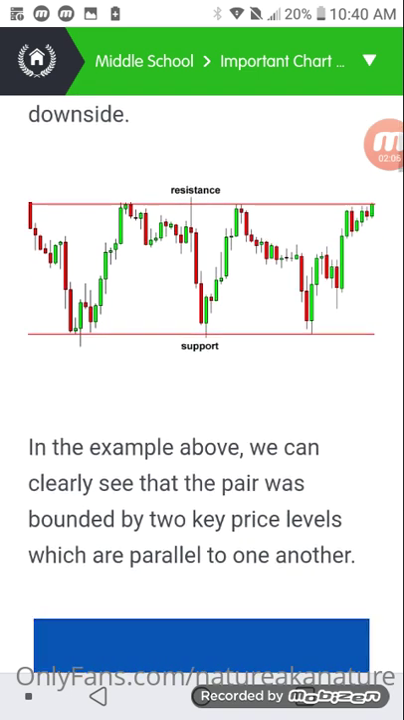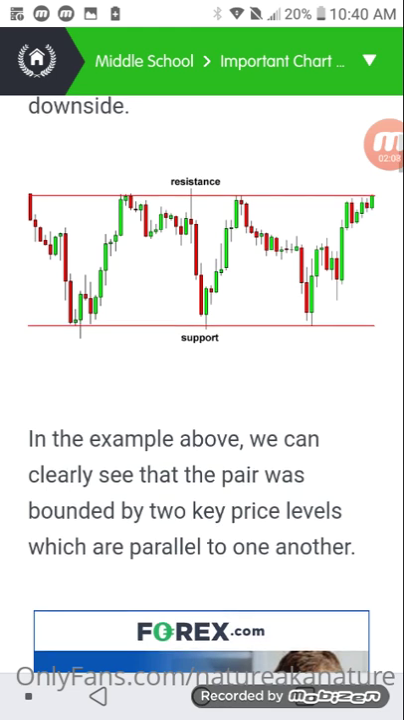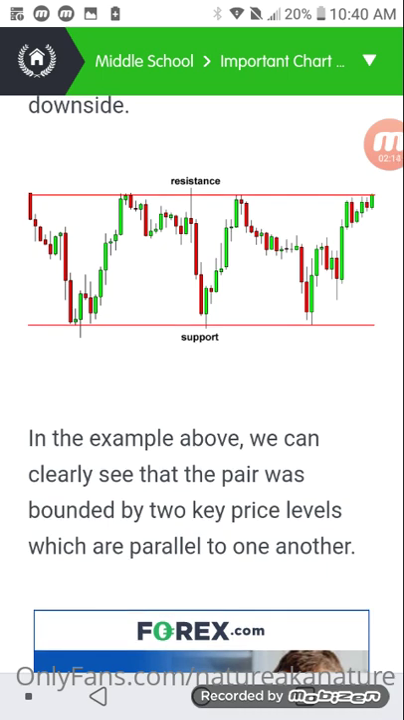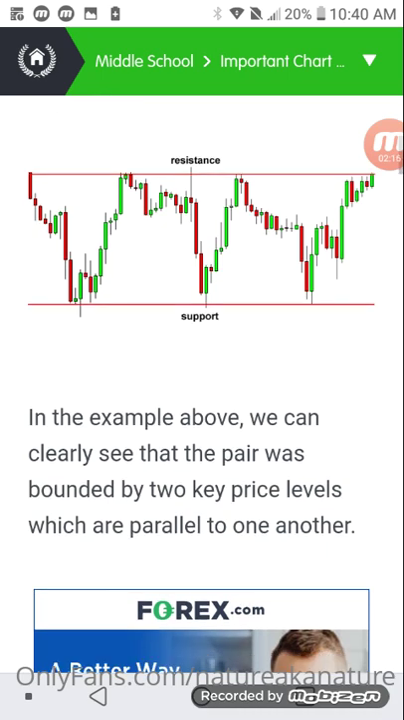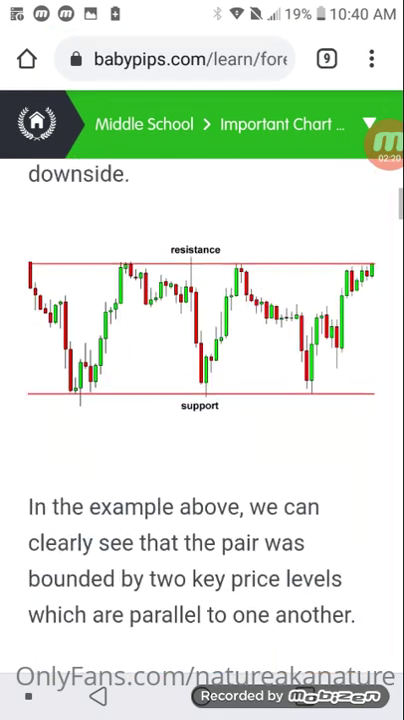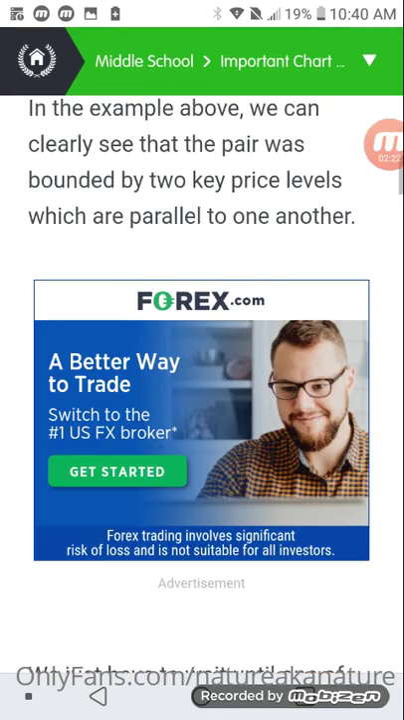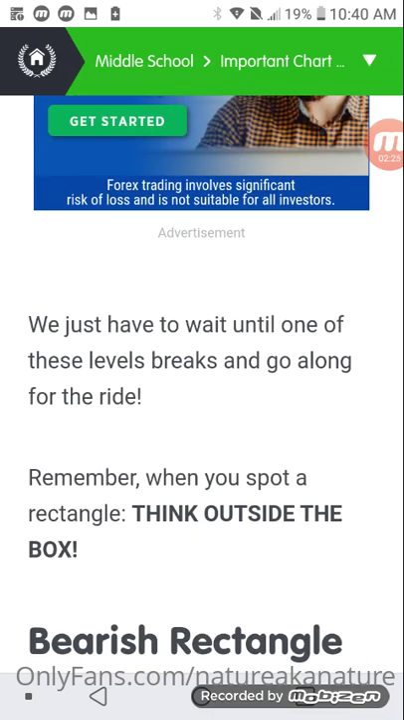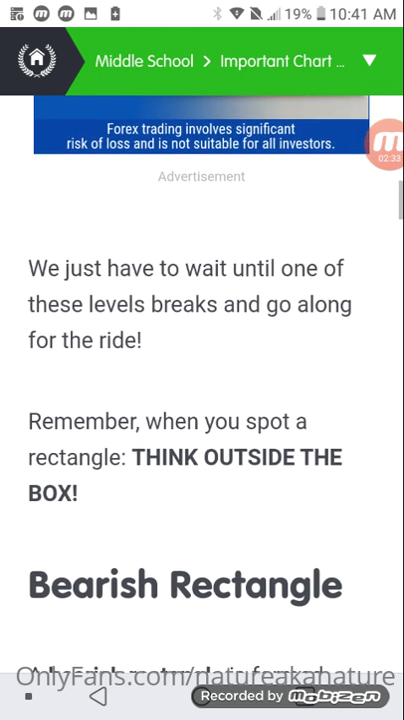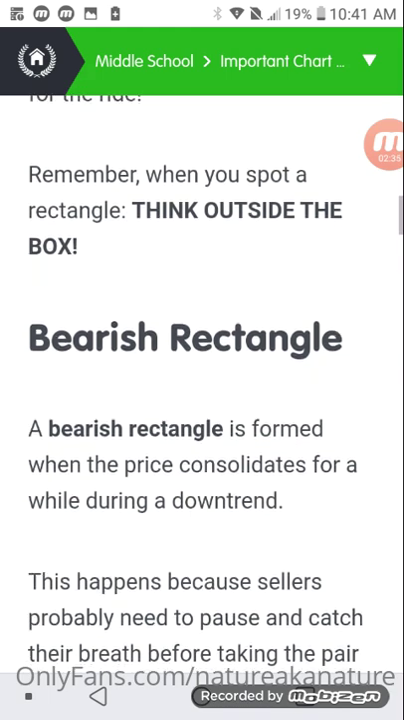In this example, we can clearly see that the pair was bounded by two price levels which are parallel to one another, from the resistance to the support line. You can see the two lines are parallel to each other. When you see this, we just have to wait until the levels break out and go along for the ride. So remember, when you spot a rectangle, think outside the box. That's just a regular rectangle.